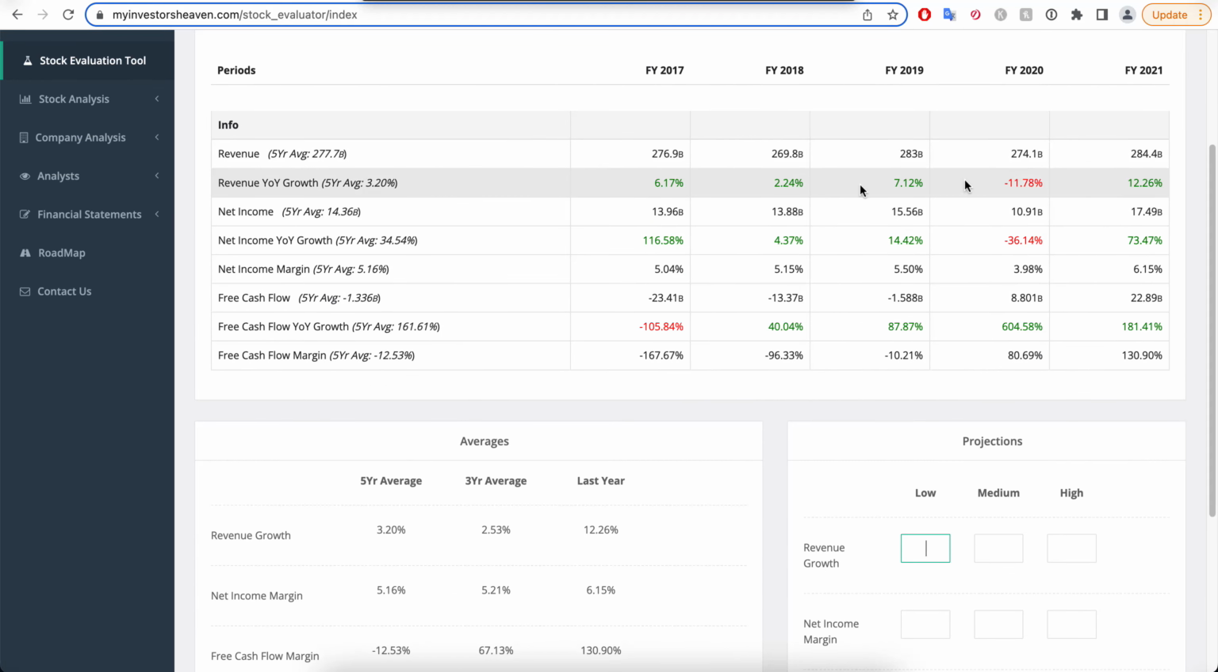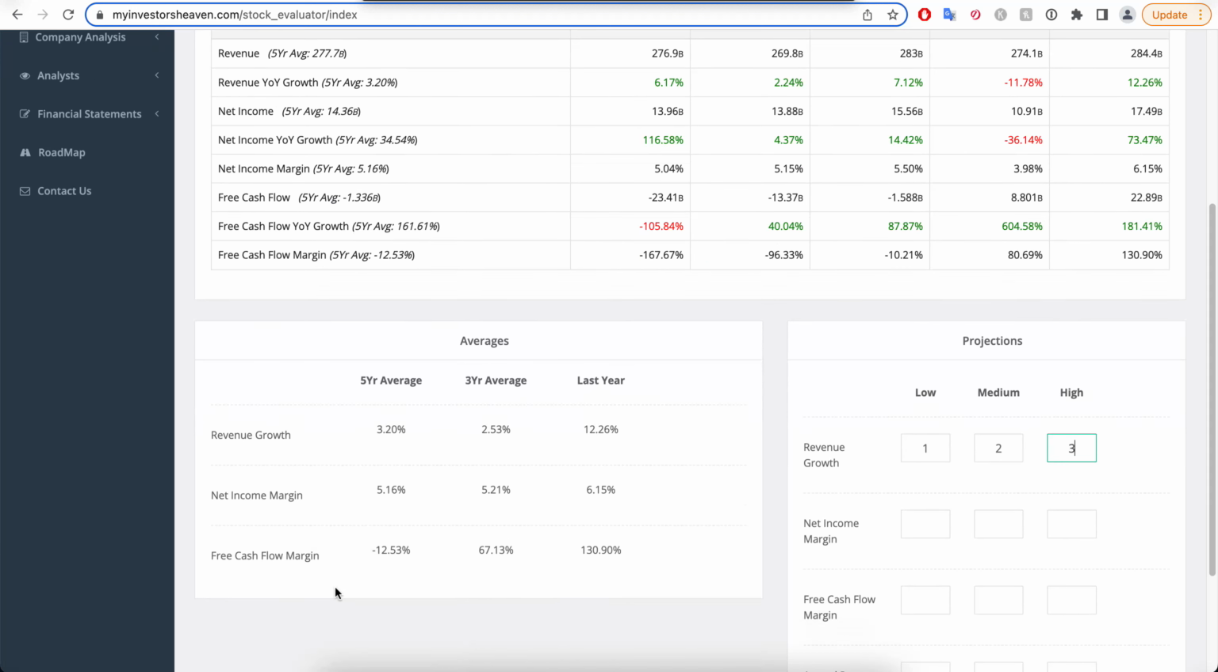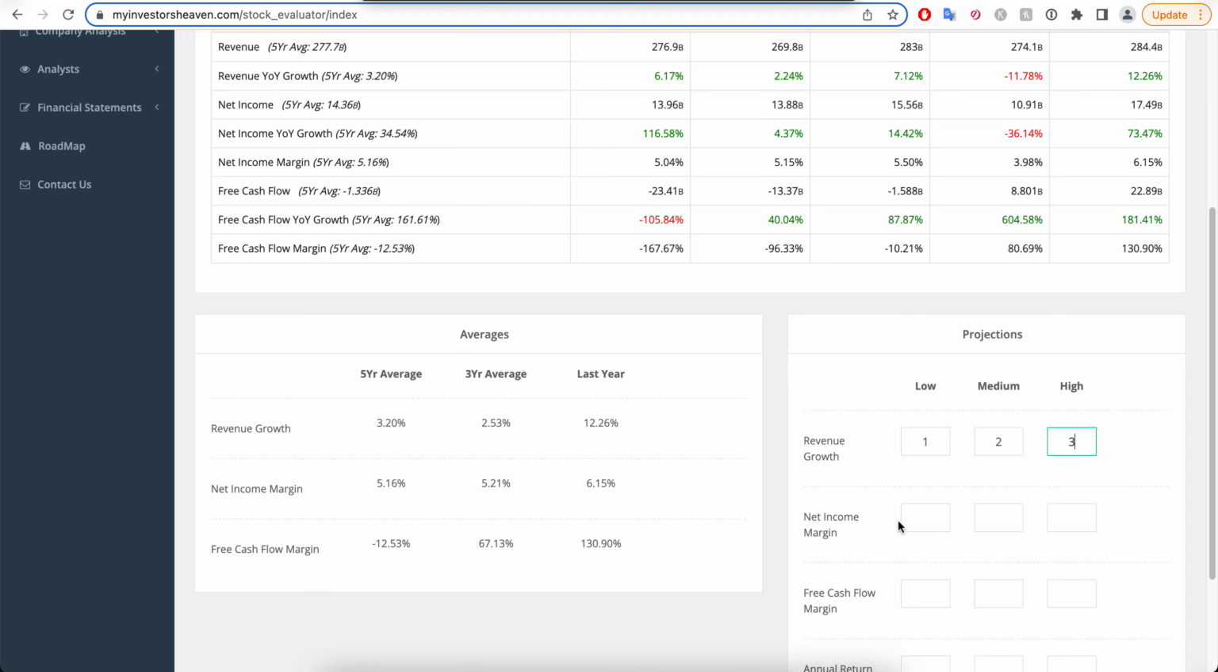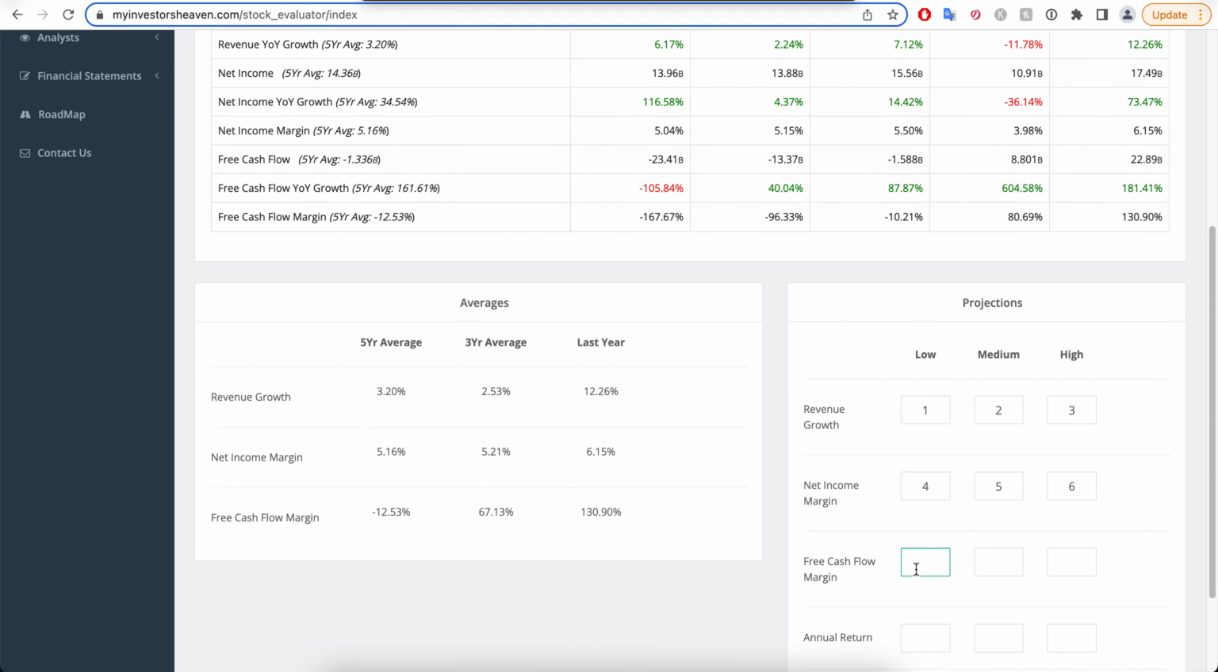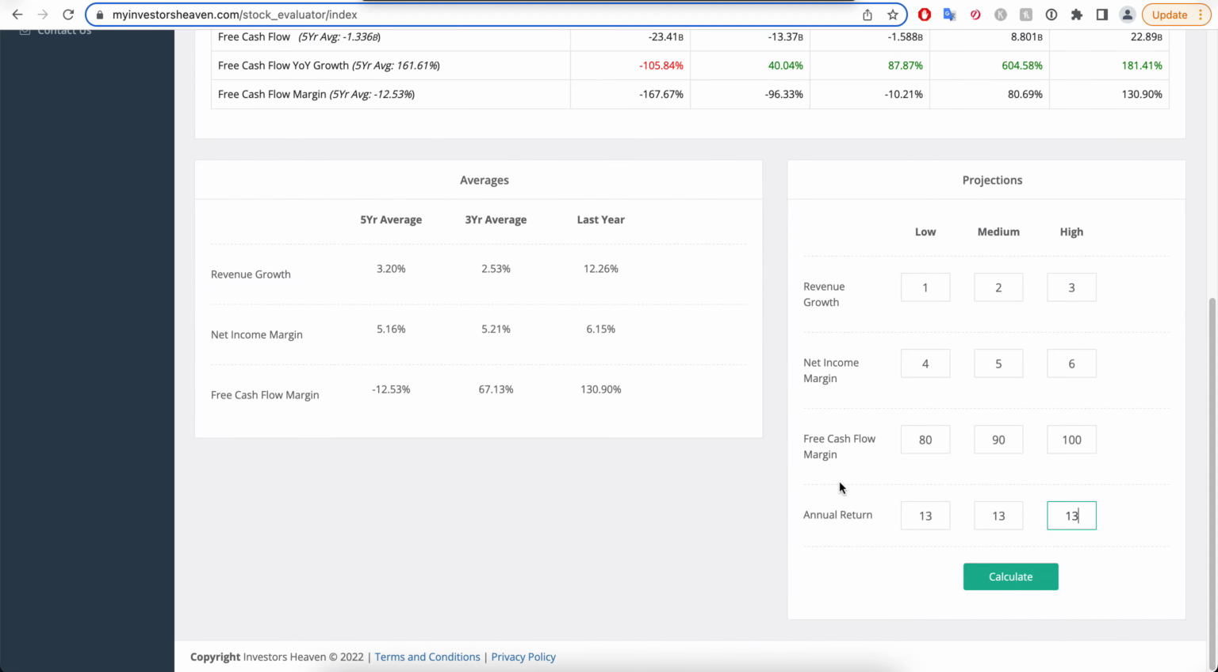We have a negative year here, but overall it looks like 3% is about the norm. So I'm going to go 1, 2, and 3 here. And the net income margins tend to be the same every year. So I'm going to go 4, 5, and 6. Free cash flow margins used to be negative when the years were negative in terms of free cash flow. Now we're getting to positive territory. I'm going to use something that's pretty modest, 80, 90, and 100. Or normal to modest, and a 13% annual return is what I want to make.